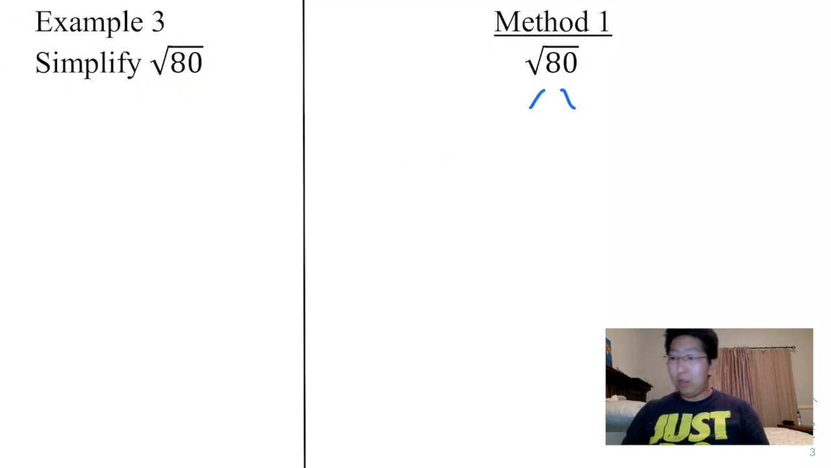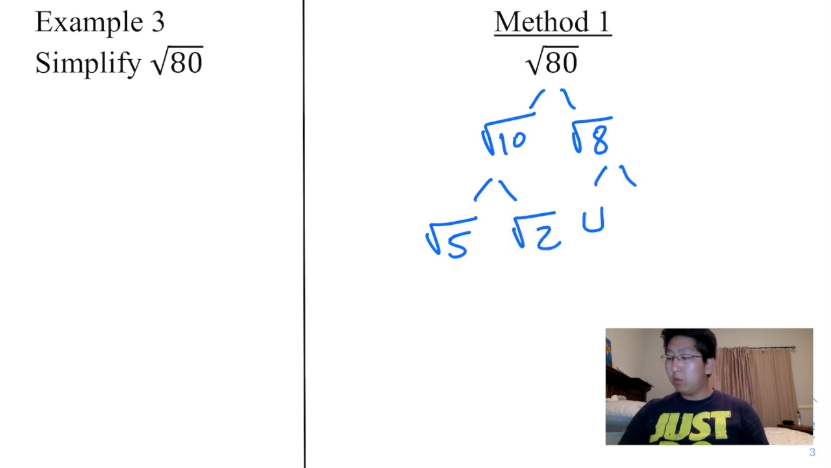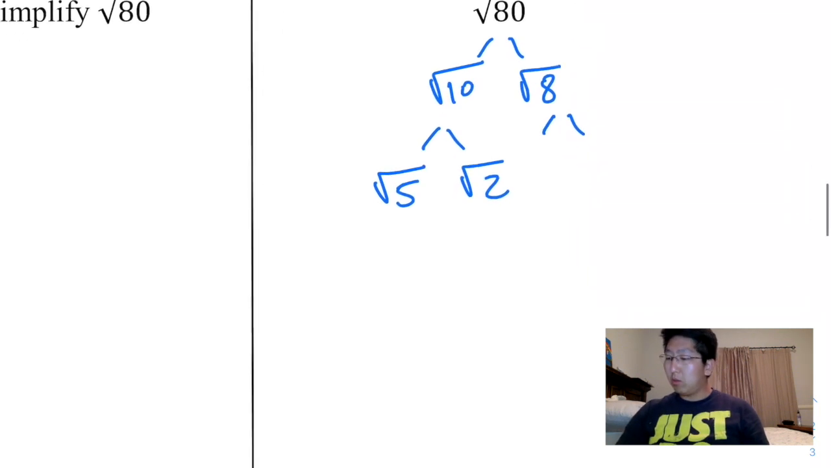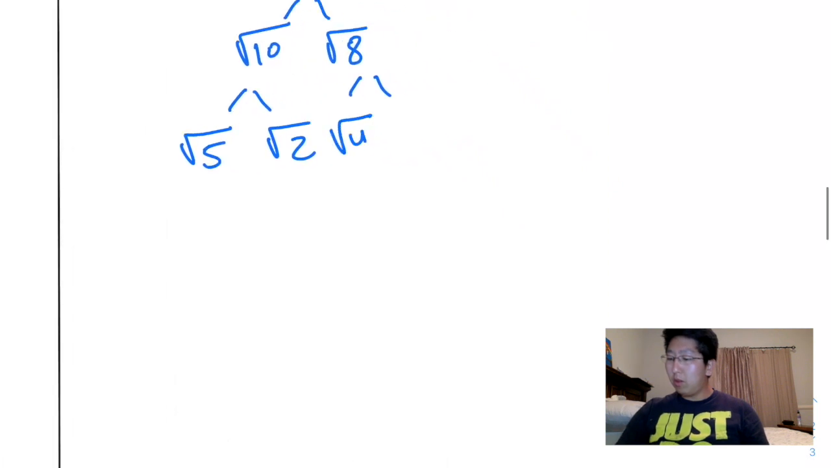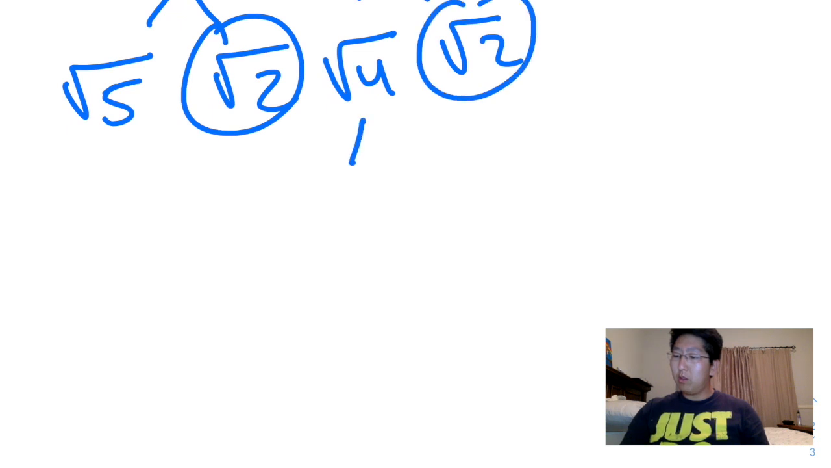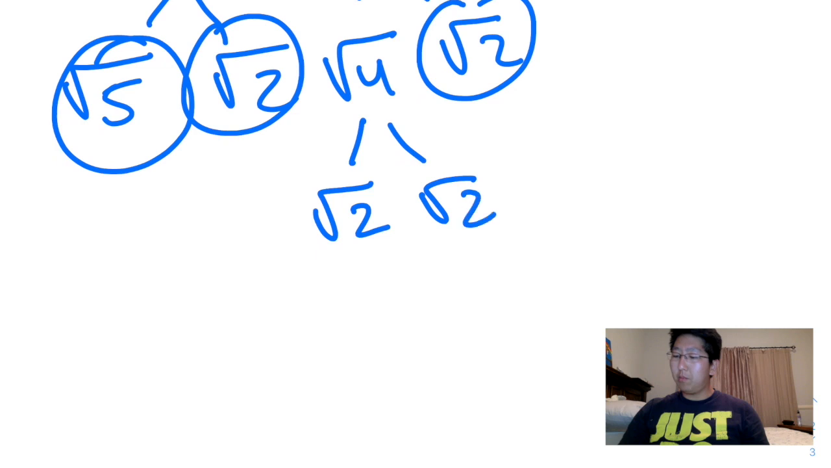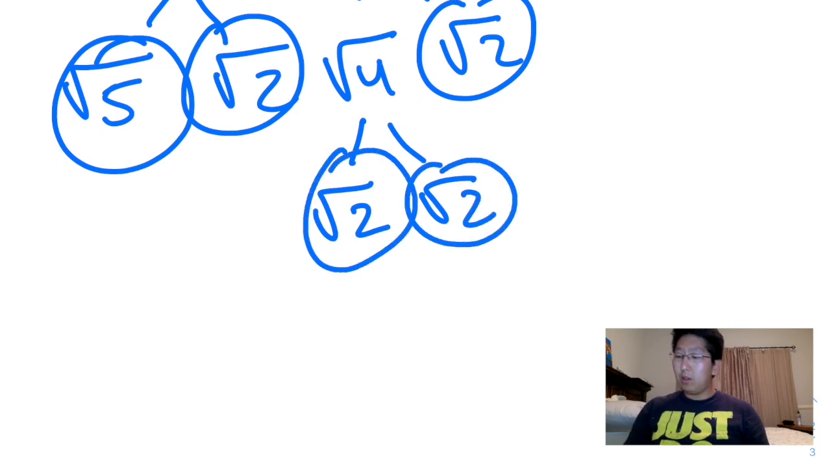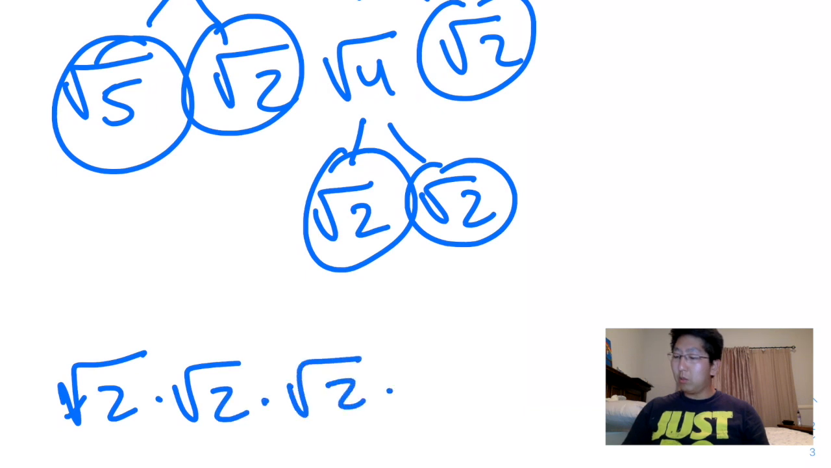Since it's a 0, we know that we could take out 10 and 8. And this is square root of 5 times the square root of 2, times the square root of 4. 5 times the square root of 2. The 2's are done, square root of 5 is done. So here, okay, I'm going to reorder it. Square root of 2 times the square root of 2 times the square root of 2 times the square root of 2 times the square root of 5.